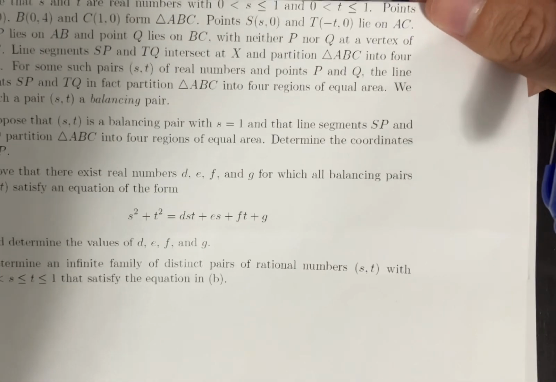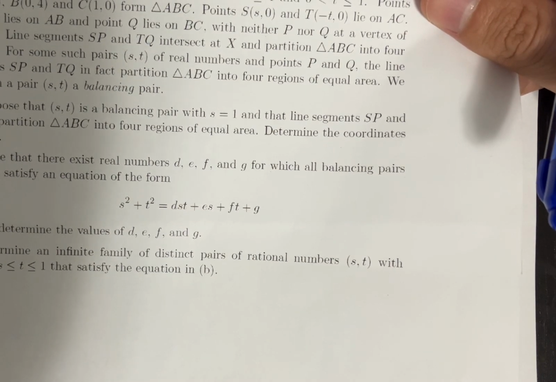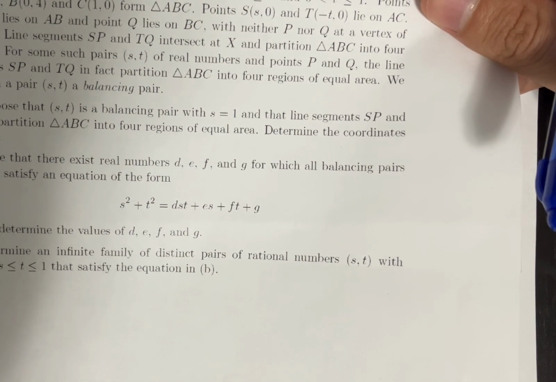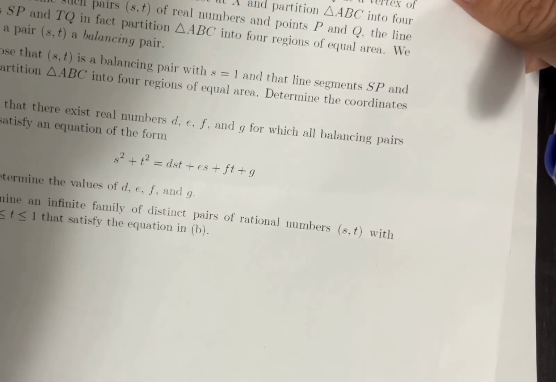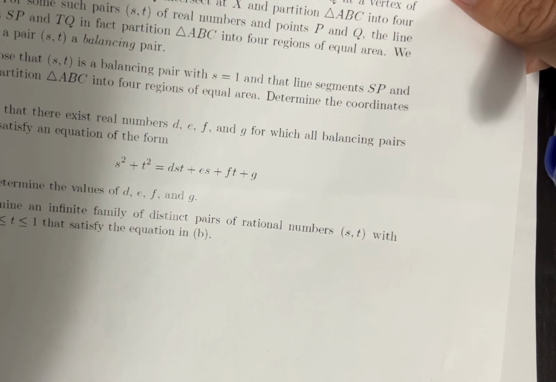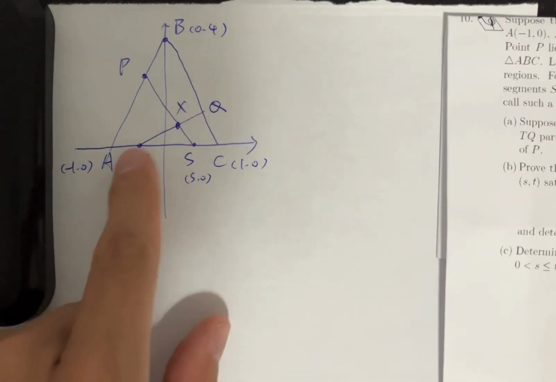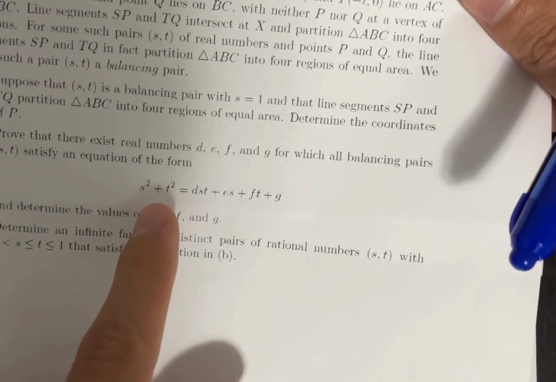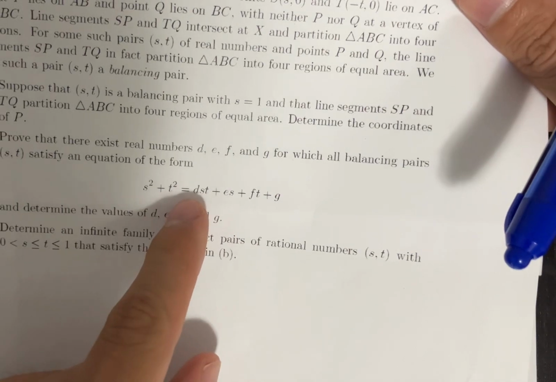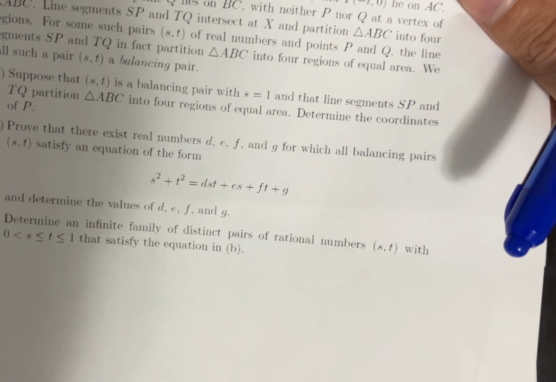Okay, now part B. Prove that there exist real numbers D, E, F, G for which all balancing pairs S and T satisfy an equation of the form blah blah blah, and determine the values of D, E, F, G. So basically we're still talking about balancing pairs. The four parts still have the same area, and now we have such a relationship with four coefficients D, E, F, G, and we are supposed to find all of them. Okay, let's have a look.